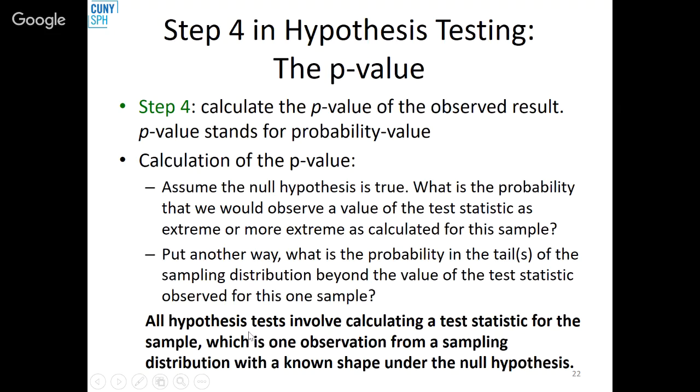So our one sample hypothesis test, and all hypothesis tests, involve calculating a test statistic for our sample, which is one observation from a sampling distribution that has a known shape under the null hypothesis. So part of the importance of forming that null hypothesis is that it gives us a theoretical distribution that we can use to calculate the probability of our sample coming from that distribution.